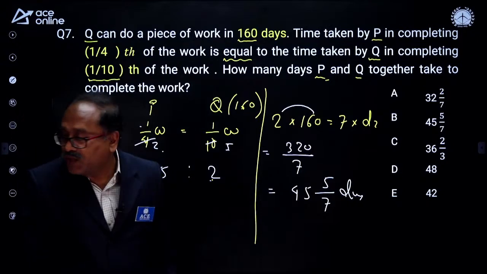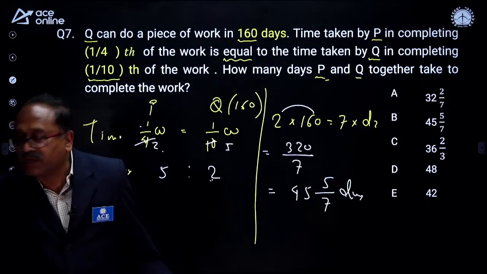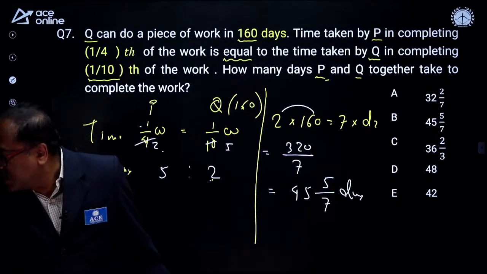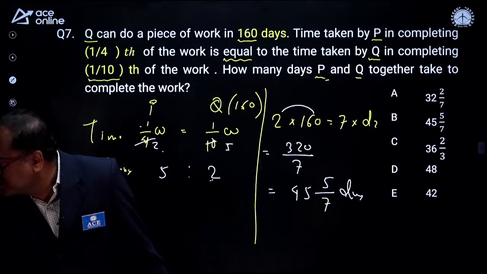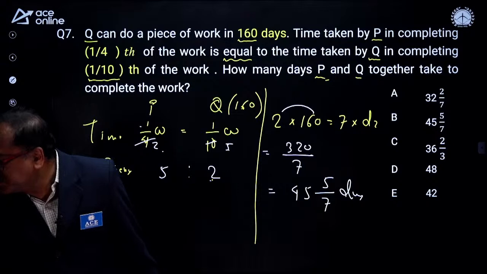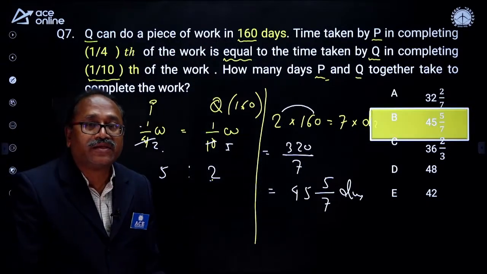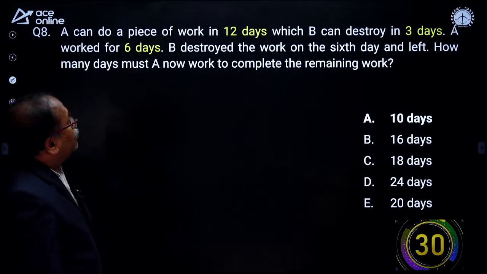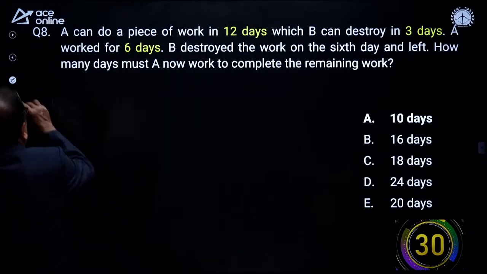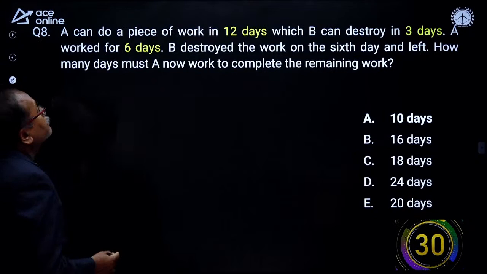Okay, option B. Wow, that's good, Anusha. That's good. Simbadri, option B. You are right, sir. You are right. Okay. Now coming to this question, this is also from time and work.